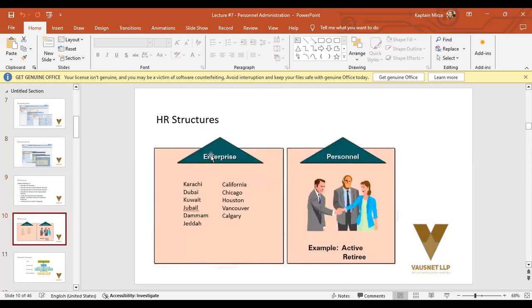Okay. Structures. Now, enterprise, if you talk about like personal area. Now, these are personal areas. Okay. And the structures are divided into enterprise level and personal level. Now, at personal, the personal can be active and retiree, and of course, some other categories as well. But structures are basically driven by these two structures.